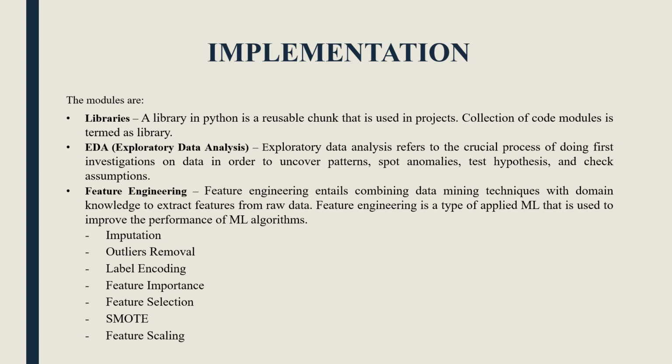For outlier removal, we have used the IQR method, interquartile range method. Outliers are detected by using a box plot. Label encoding is a method where categorical data is converted into numerical data. It is an encoding technique. Next comes feature importance. Scoring will be given to a particular attribute in order to know which feature is important, which is not, and which is least important. Next is feature selection.